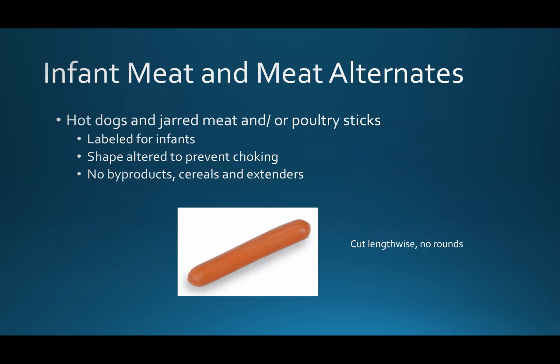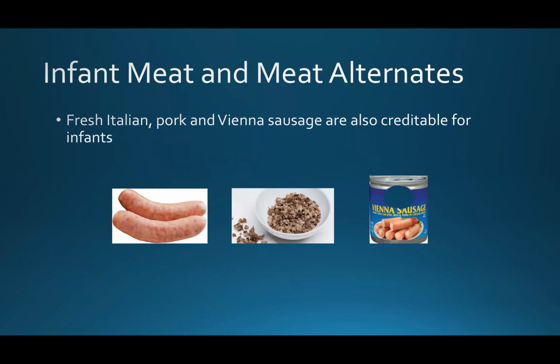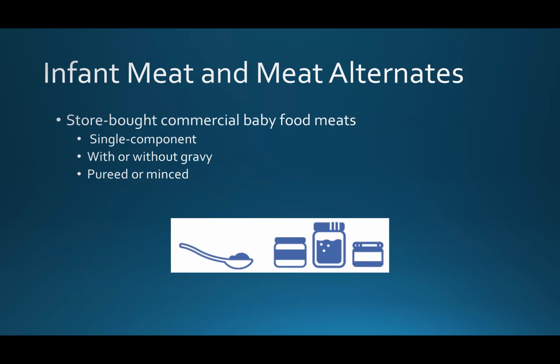Hot dogs and jarred meat and/or poultry sticks labeled for infants are also creditable if their shape is altered to prevent choking, and they contain no byproducts, cereals, and extenders. Fresh Italian, pork, and Vienna sausage are also creditable for infants. Single component, store-bought commercial baby food meats, with or without broth or gravy, are creditable as well. Commercial baby food meats that are pureed or minced may be served to infants that are developmentally ready to accept them.